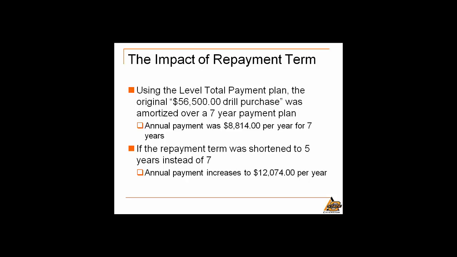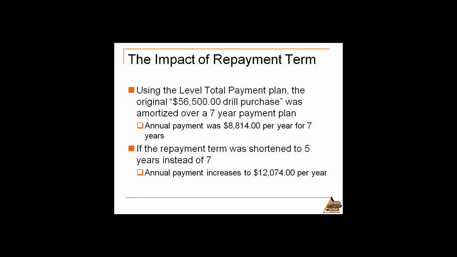Some lenders are reluctant to finance equipment over that long of a time period. If the borrower could only get a 5-year loan, for example, the all else equal payment would increase to $12,074 per year. You can easily see that in tight margin years, this makes the payment much more difficult to make.